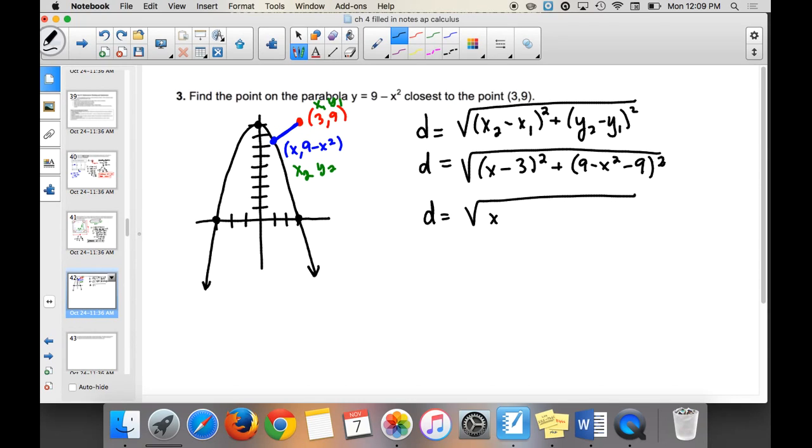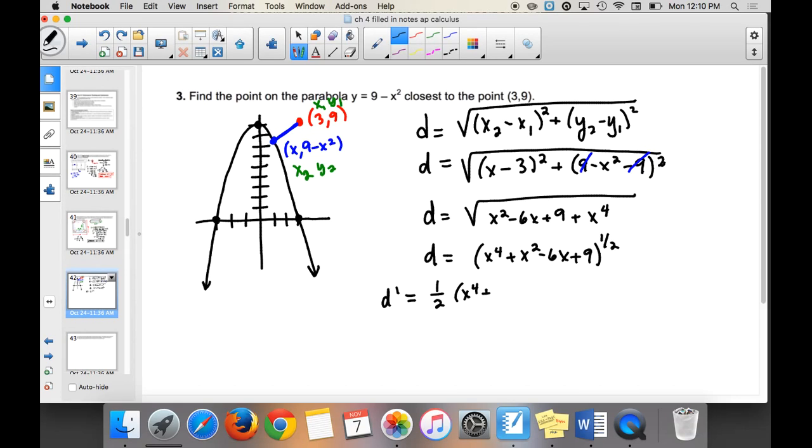So on the inside, I'm going to have x squared minus 6x plus 9, and then the 9 minus 9 cancels, and I have negative x squared times itself, negative x squared. What do I get? x to the 4th, right? All right, so really I have x to the 4th plus x squared minus 6x plus 9, all raised to the 1/2 power. Can we take the derivative of that? Sure.